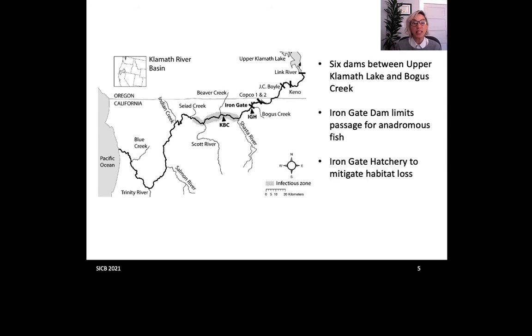The Klamath Basin is located in southern Oregon and northern California, and it runs from Upper Klamath Lake down to where it meets the Pacific Ocean, about 55 miles north of Humboldt State University. There are 6 dams on the main stem. Iron Gate Dam is the furthest downstream, and it limits the passage of anadromous fishes. A hatchery at Iron Gate produces smolts to mitigate for that habitat loss. For those of you who are following along in the news, the lower 4 dams are the ones that are slated for removal.